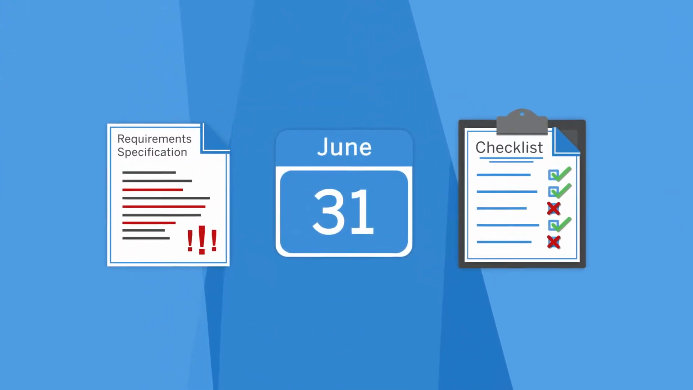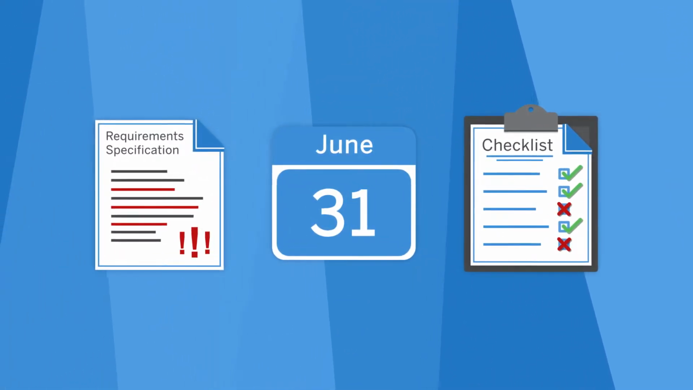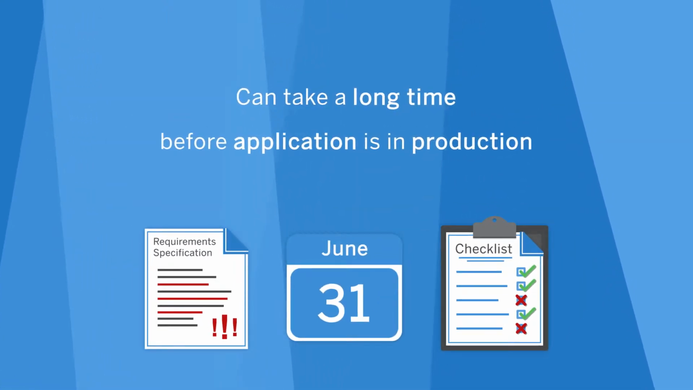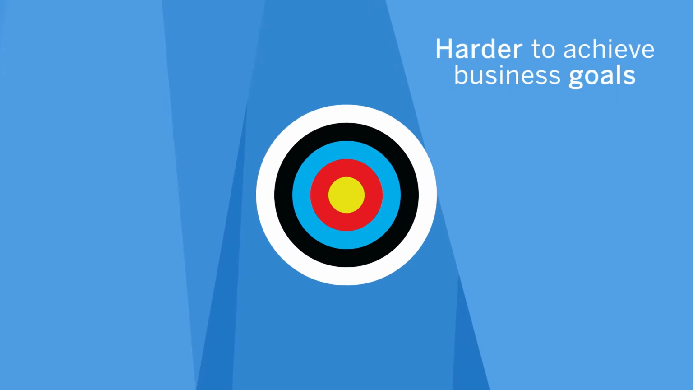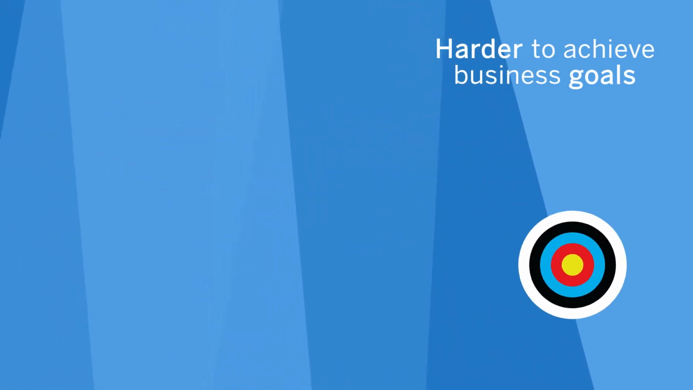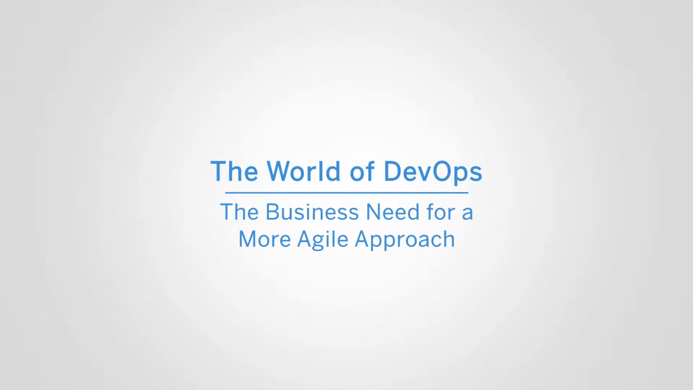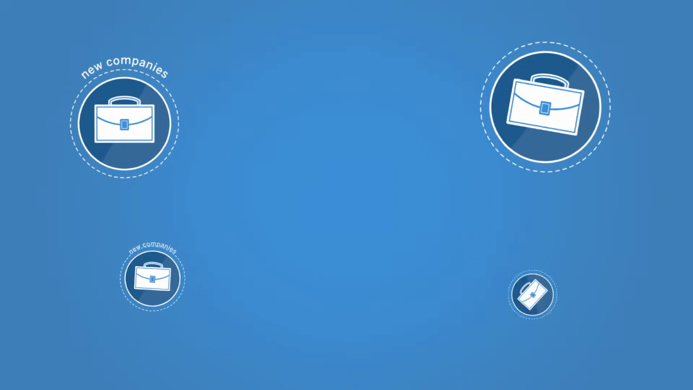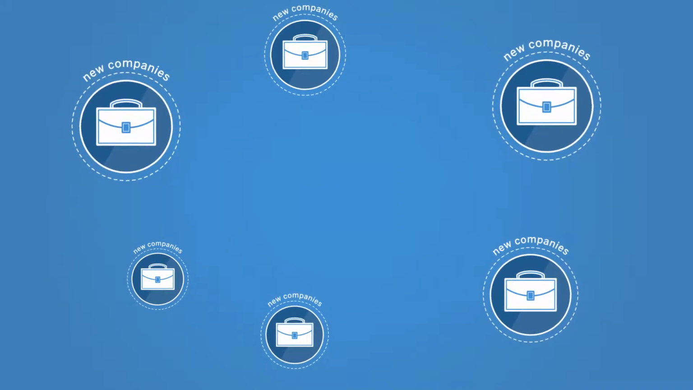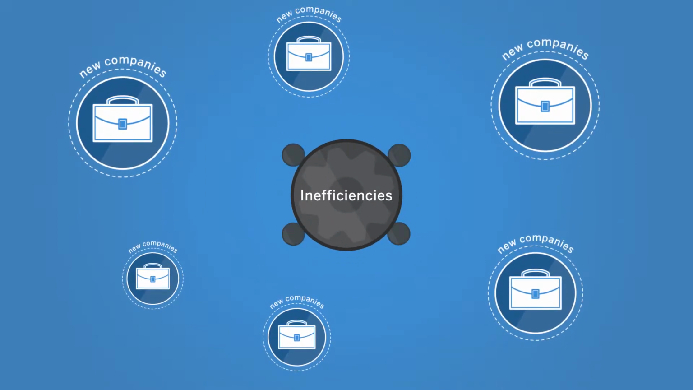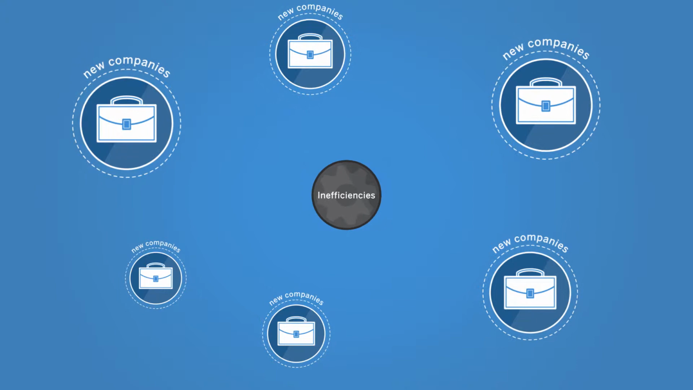Depending on how long this cycle takes and the number of iterations, it can take a long time before the application is actually in production, which makes it harder for the business to achieve its goals in a timely manner. In today's business and IT worlds, new companies and new tools are challenging traditional industries. One thing many of these new companies have in common is that they eliminate inefficiencies in business processes, making speed a competitive advantage.